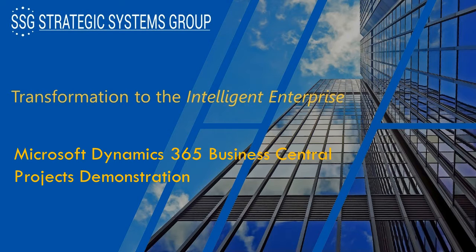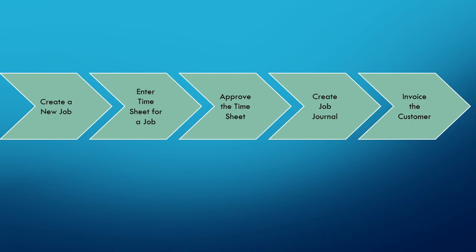Today we're going to go over a brief demo on projects in Dynamics 365 Business Central. What we're going to go over here is some of the basics, which is creating a new job within projects, entering the timesheet for that job, approving that timesheet, creating a job journal, and then invoicing the customer for that time. Let's go ahead and move on to the system and see how we go about doing this.